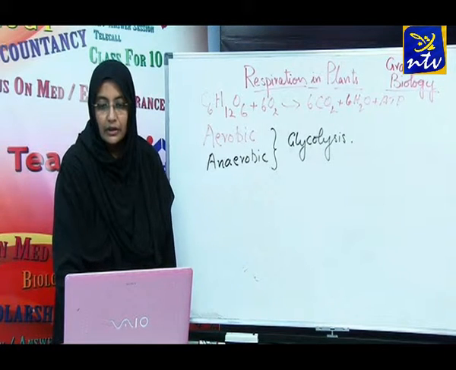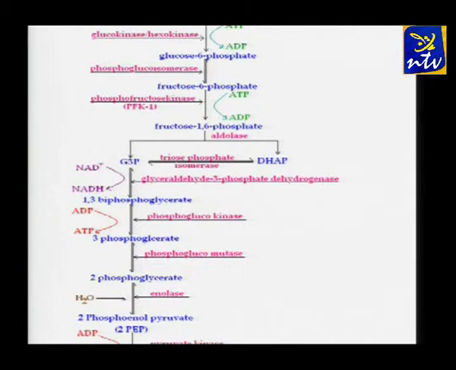Glucose is converted into glucose 6-phosphate, and glucose 6-phosphate is converted into fructose 6-phosphate. Sorry, it's only an isomerization. Glucose is converted into glucose 6-phosphate, and glucose 6-phosphate is converted into fructose 6-phosphate. Now let us see here how this conversion takes place.